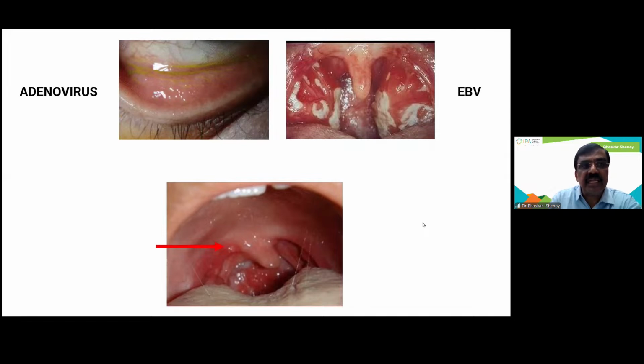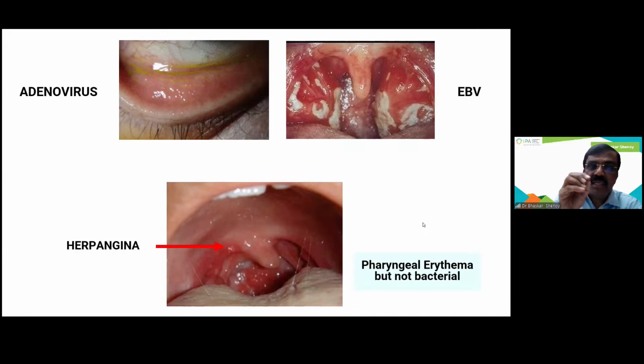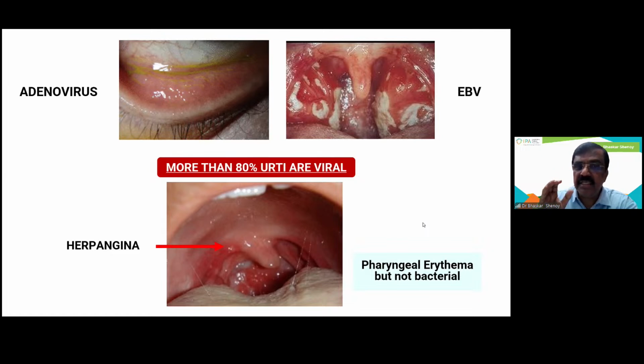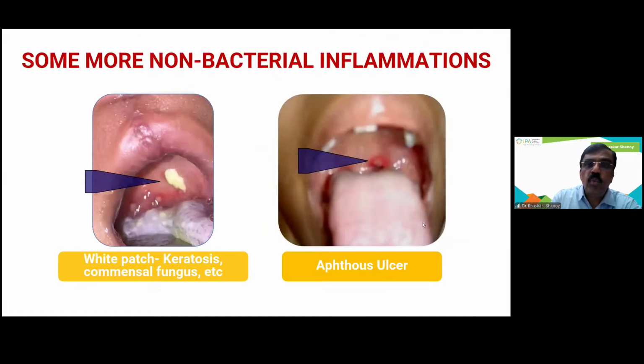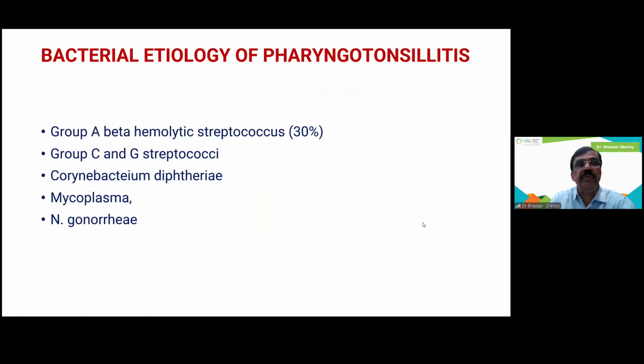There are some examples like adenovirus, which causes palpebral conjunctivitis, the sandpaper-like appearance. And then EBV can also have a patch on the tonsil, but the tonsils are not red and congested. Herpangina, the small ulcers on the pharynx and a small erythema, may not be bacterial. So what I'm trying to tell is that more than 80% of the URI in practice are viral. And some non-bacterial causes like keratosis, aphthous ulcers can be there.